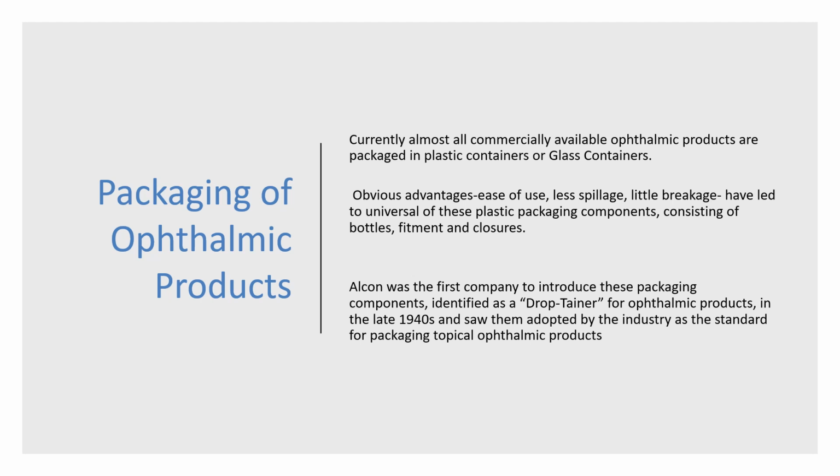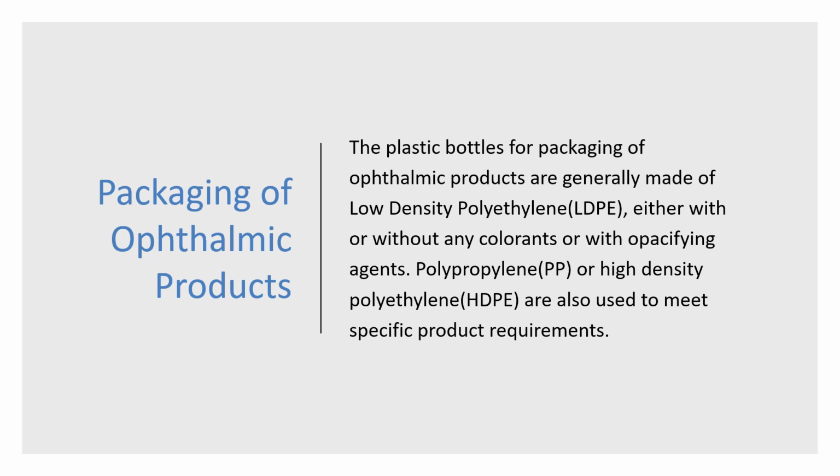In the late 1940s it was being adopted by a large number of industries as the standard for packaging topical ophthalmic products. So now you can understand that the two types of containers which have been used for ophthalmic treatments were glass containers and plastic containers. Glass containers are not used these days. This type of packaging is not in use these days, but almost all the ophthalmic products are packed into plastics. Now let us try to understand what type of plastics.